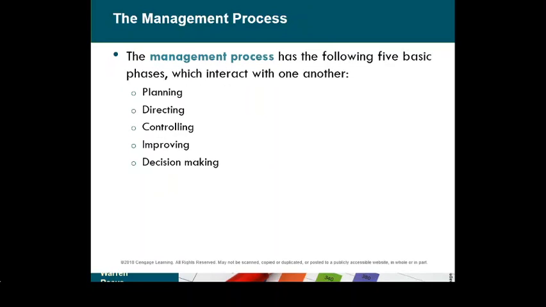This is the second main focus of learning outcome 1, which is you need to understand the function of management, or what the management processes are. There are five management processes. One is planning, second is directing, third is controlling, fourth is improving, and fifth is decision making. Let's go through them one by one.